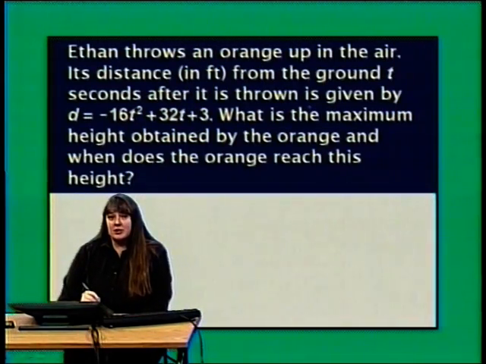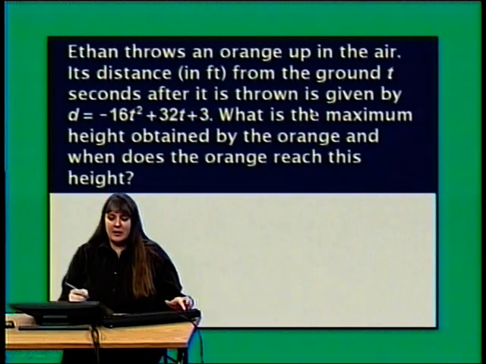Now we have an application. Ethan throws an orange up in the air. Its distance in feet from the ground, t seconds after it is thrown, is given by d equals negative 16t squared plus 32t plus 3. What is the maximum height obtained by the orange, and when does the orange reach this height?